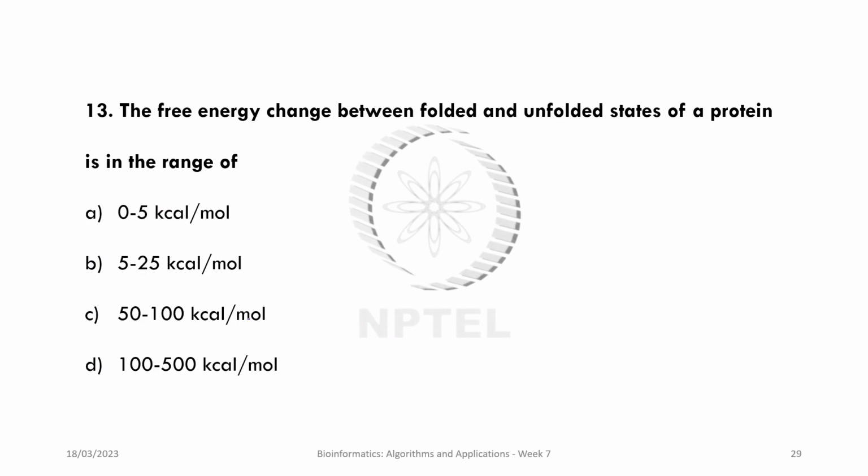Question 13. The free energy change between folded and unfolded states of a protein is in the range of 0 to 5 kilocalories per mole. Option B, 5 to 25 kilocalories per mole. C, 50 to 100 kilocalories per mole. And D, 100 to 500 kilocalories per mole. Thank you, Vijayanta and Ashira. I think this was a very straightforward question, also Bala, with the answer given in the videos. So there's no doubt about it being 5 to 25 kilocalories per mole.